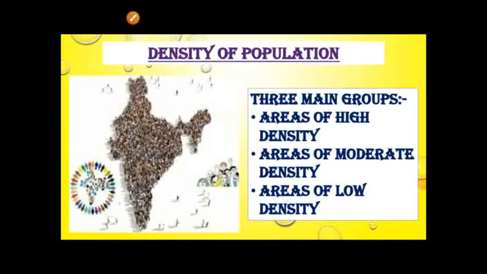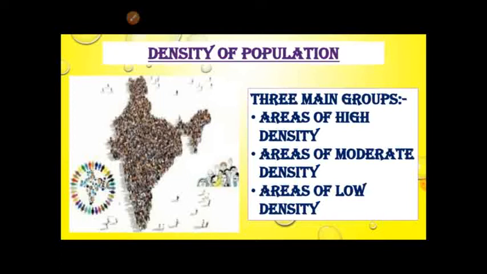The world's population density is divided into three main groups: areas of high density, areas of moderate density, and areas of low density. Areas of high density, above 50 people per square kilometer: East Asia, South Asia, Northwest Europe, and Eastern North America. Areas of moderate density, 10 to 50 people per square kilometer: the subtropical regions like Angola, Congo, Nigeria, and Zambia in Africa.